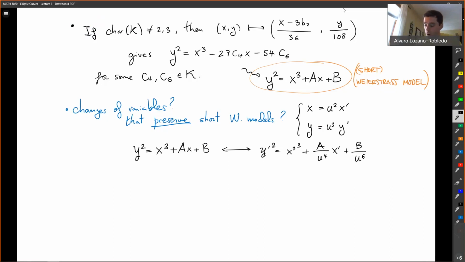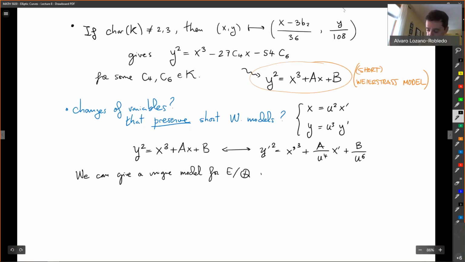Okay, so what this says is that we can give a unique model, for example, over Q. So if you have an elliptic curve over Q, we can give a unique model by these changes of variables. I can cancel denominators. I can just multiply by some appropriate u so that I clear denominators. So the a and the b can be integers.